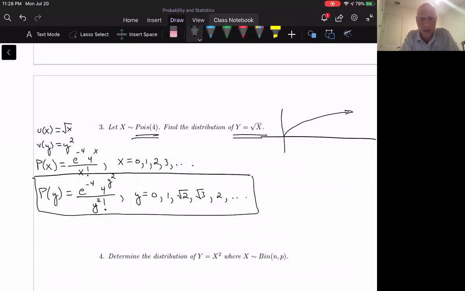Wait, why is lambda 4? Because it's given to us. I thought that would be like x or something. No. When you write the Poisson distribution, it's always Poisson of the parameter of the distribution. So in this case, the value listed inside corresponds to the parameter value. Is that what you're asking for, or am I misunderstanding your question?